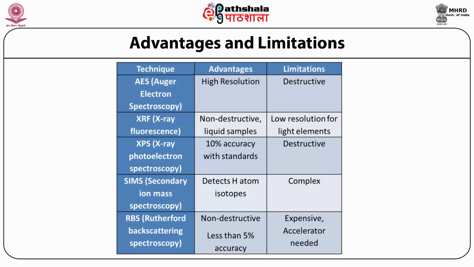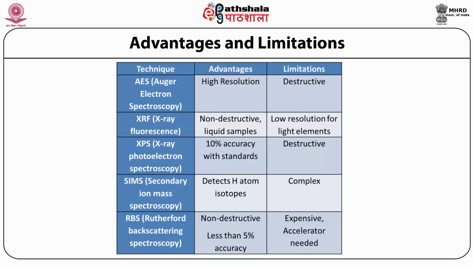The Auger electron spectroscopy has an advantage of high resolution, but it is a destructive technique. The X-ray fluorescence spectroscopy has an advantage of being non-destructive and utilizing liquid samples, but has limitations of low resolution for light elements. The X-ray photoelectron spectroscopy has an advantage that 10% accuracy could be achieved with standards, but has a limitation of destroying the sample.